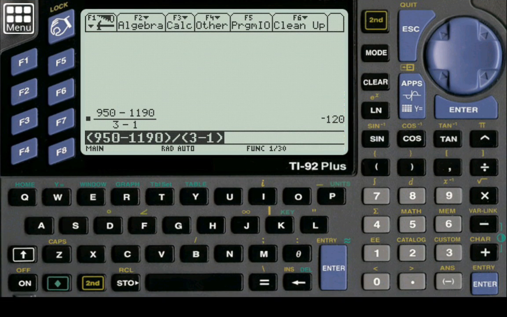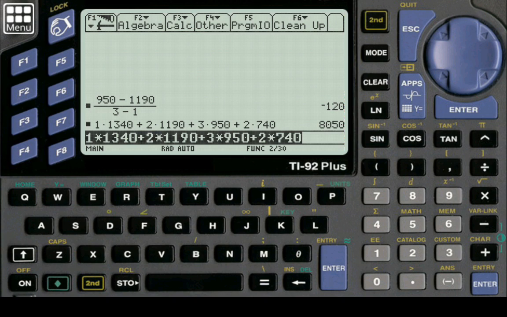Alrighty, so let's clear all this stuff. Okay, now let's write what we said. The first delta T was 1, times the first left Riemann height was 1340, plus the next delta T was 2, times the next height was 1190. Plus the next delta T was 3, times the next height was 950, and the next delta T was 2, times the next height is 740. And so you get 8,050.